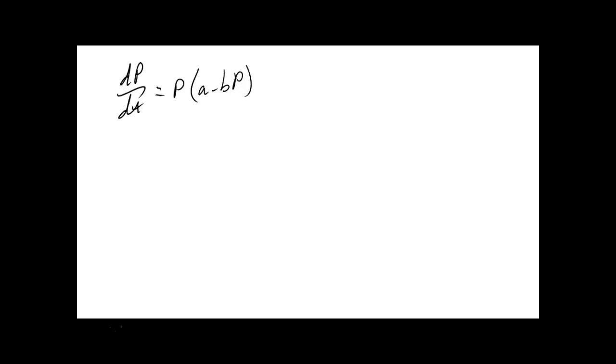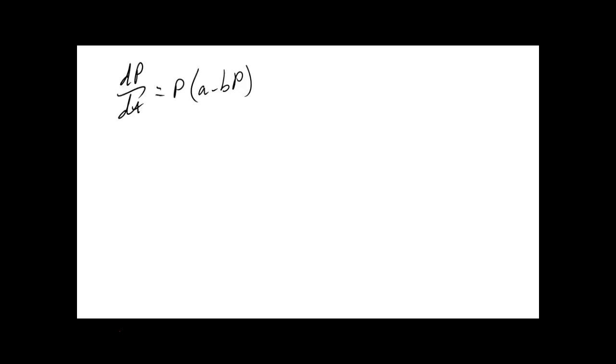Two other classifications. Ordinary, good deal, and is it linear? No, because it has a P squared. If you multiply the P through, you would have AP minus BP squared, which knocks it out of being linear. So it's a nonlinear one, but yeah, perfect.